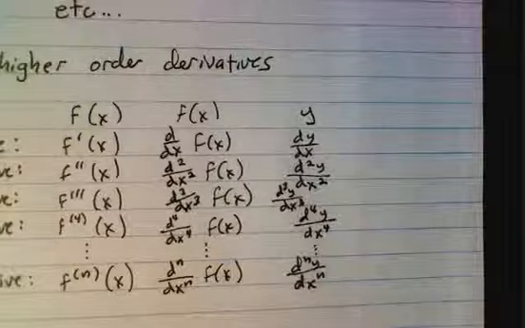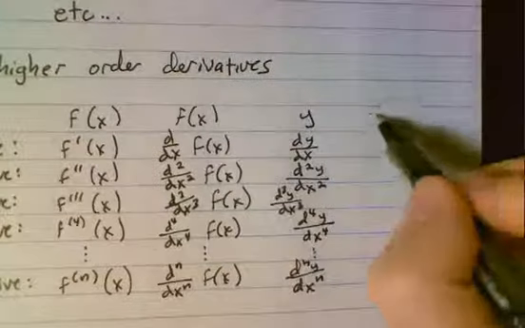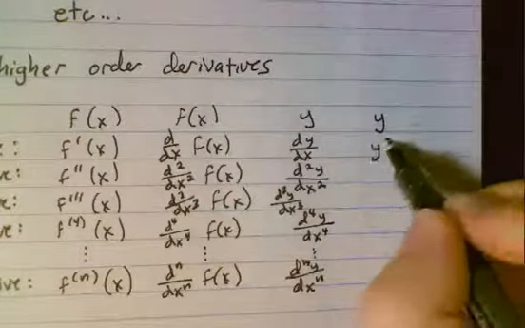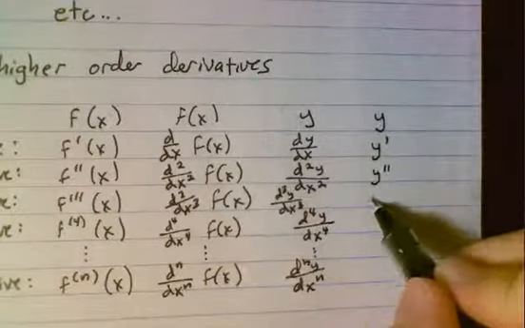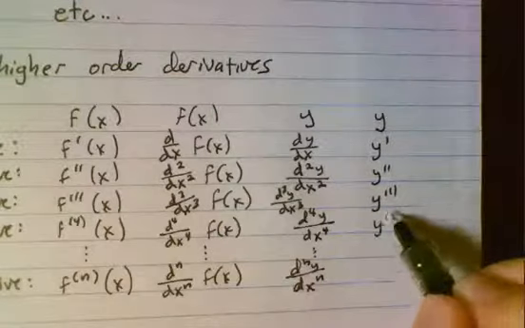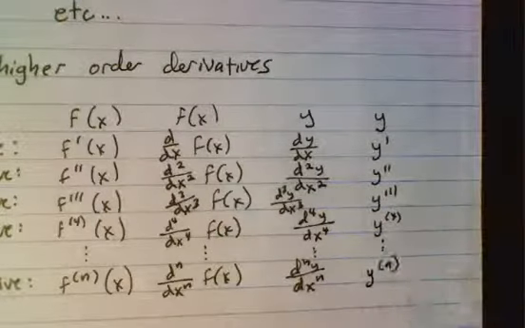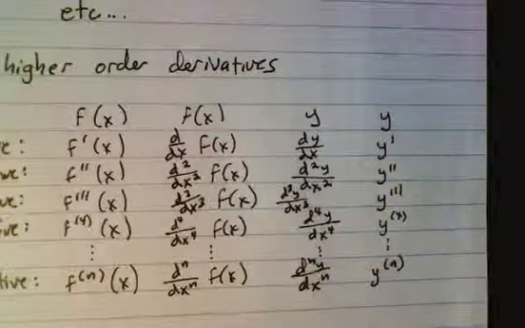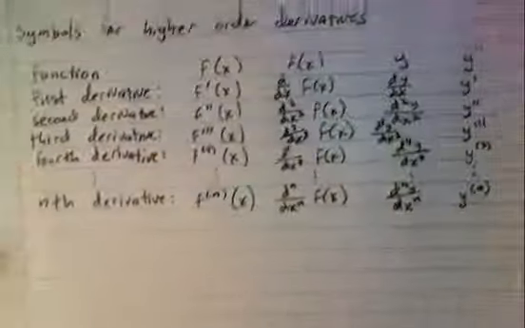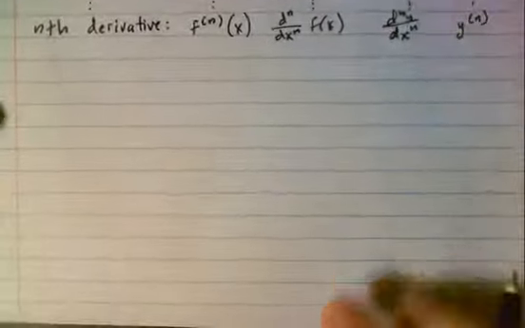Alternatively, we can also write the y's with the primes as well. So y prime, y double prime, y triple prime, y to the fourth, all the way down to y to the nth. Okay, let's look at some examples now.